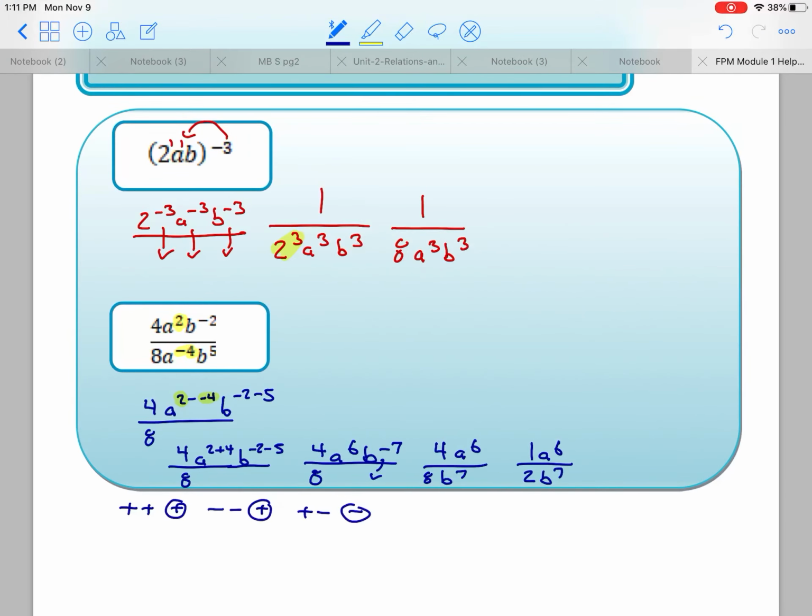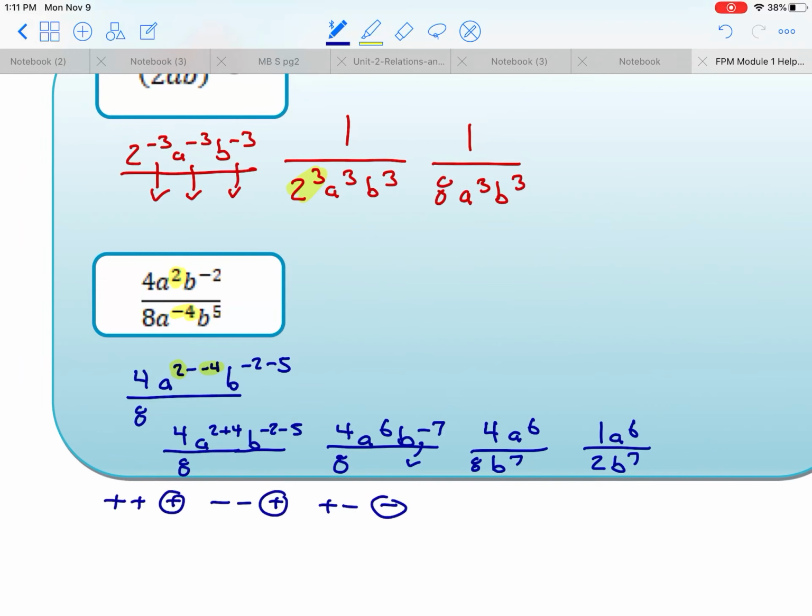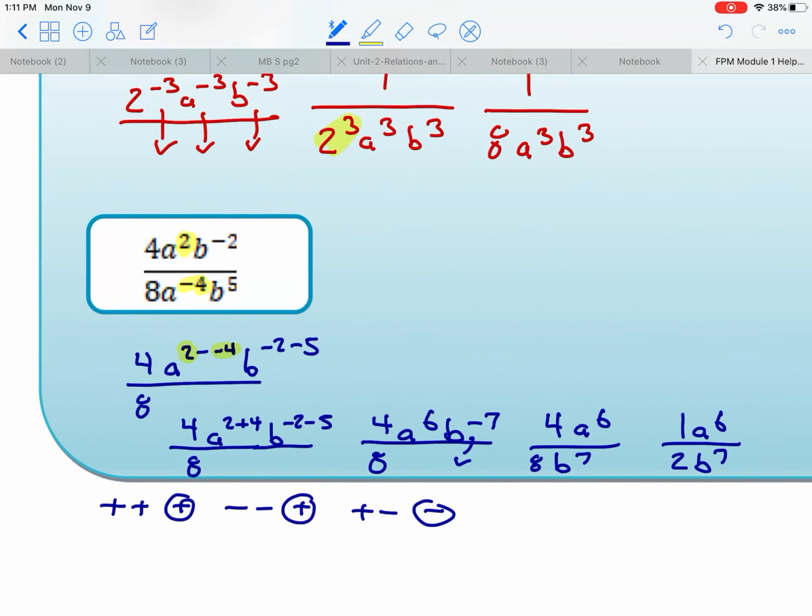So that's the best strategy to do it, because that way it's organized, it's clean, you don't make any mistakes, and you can show all of your thinking, which is what I'm marking. So I would appreciate it if you do it this way, because it allows me to really mark your understanding of negative exponents.